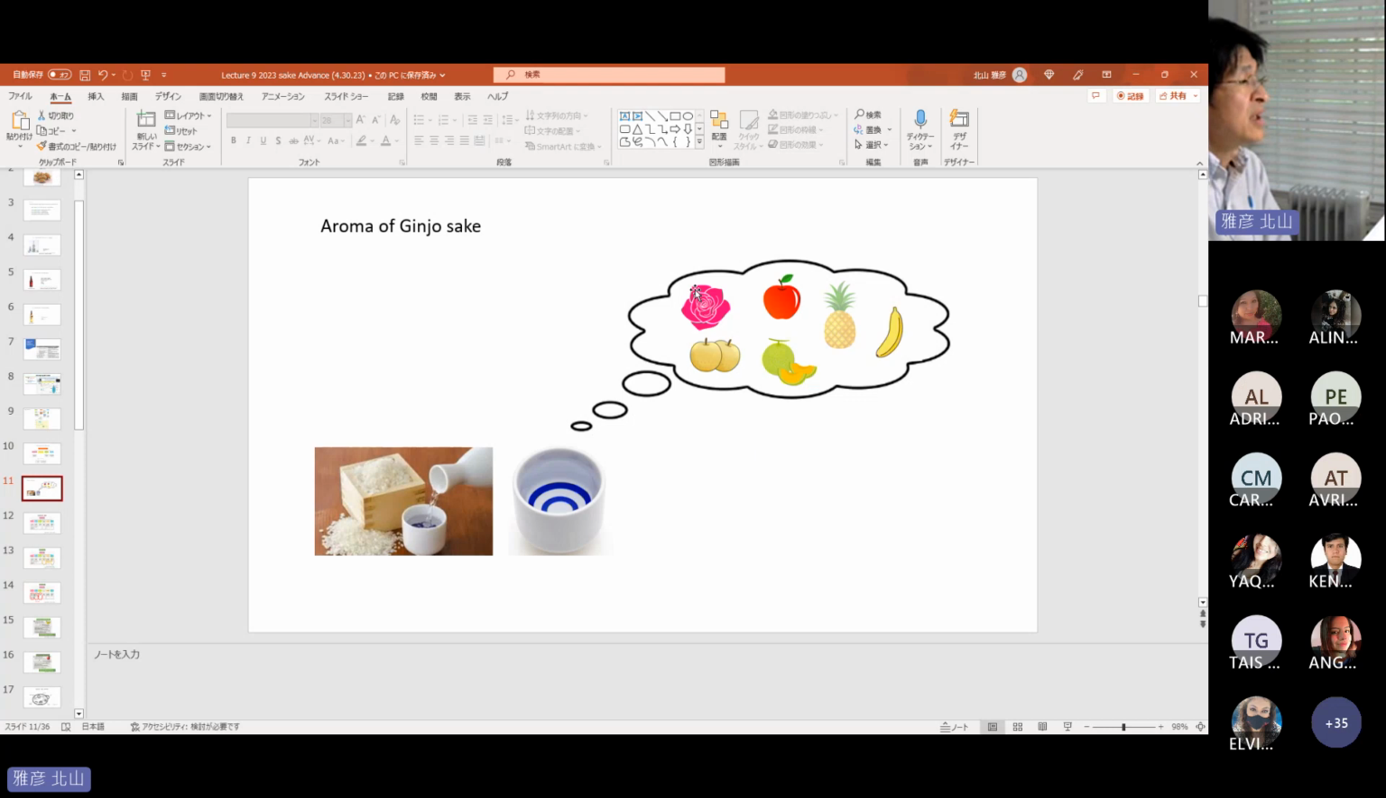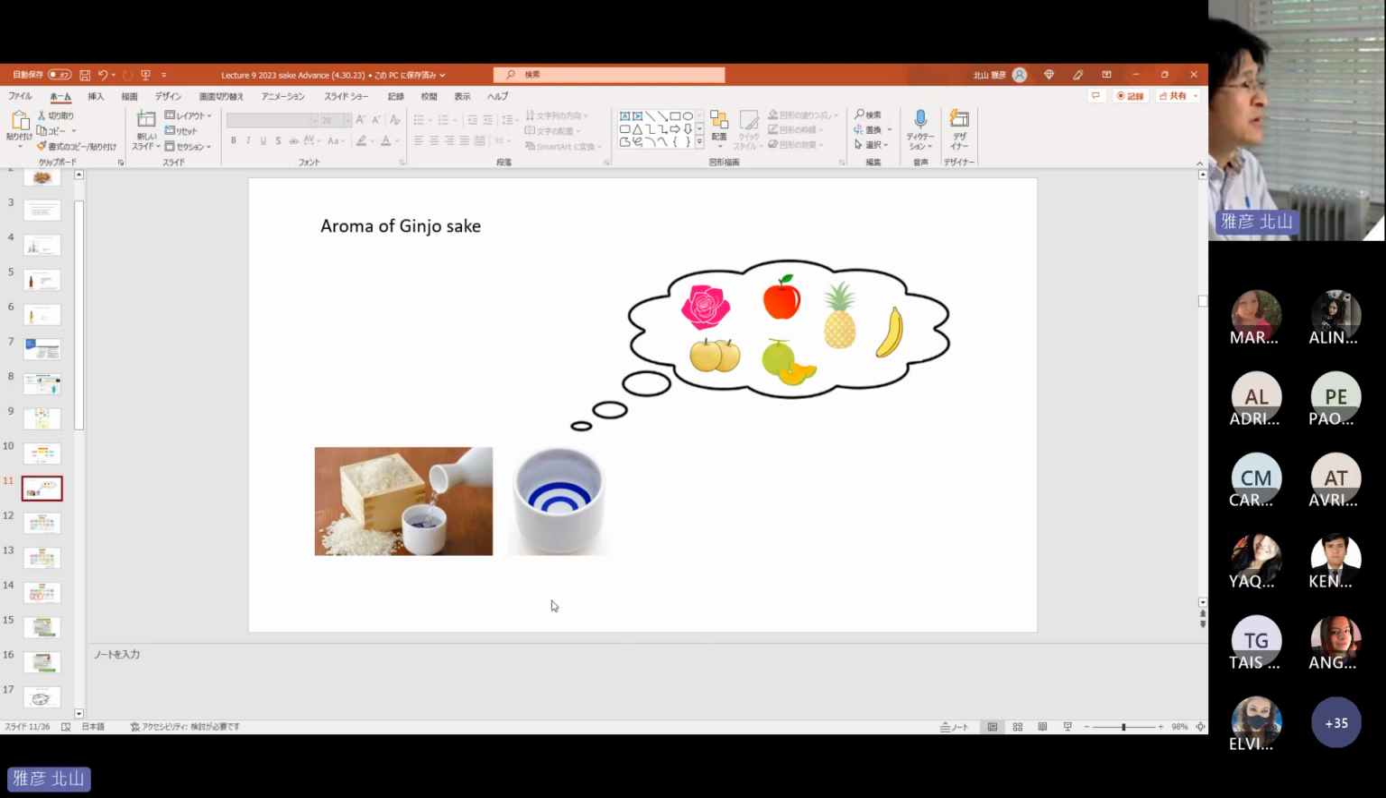So this is an image of aroma. Ginjo sake or dai ginjo sake has floral, apple, pineapple, banana, melon, and pear. So we can feel the aroma of pear, melon, pineapple, banana, apple, as well as roses, like flower.